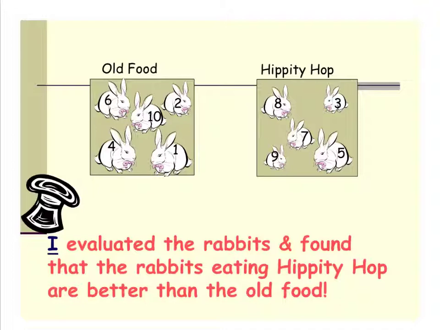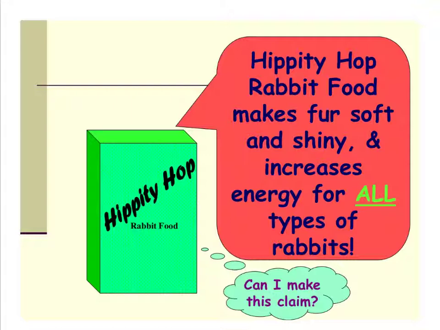And this was a good experiment because the rabbits were randomly assigned, everybody had an equal opportunity. I had one group with the new food compared to the one group with the old food to see which was better. And so in the end it says that hippity hop rabbit food makes fur soft and shiny and increases energy for all types of rabbits. And could this company then make that claim? And I think the answer is yes. They might want to say through experimentation and through evaluation we have found that our food does in fact increase these things for all types of rabbits.